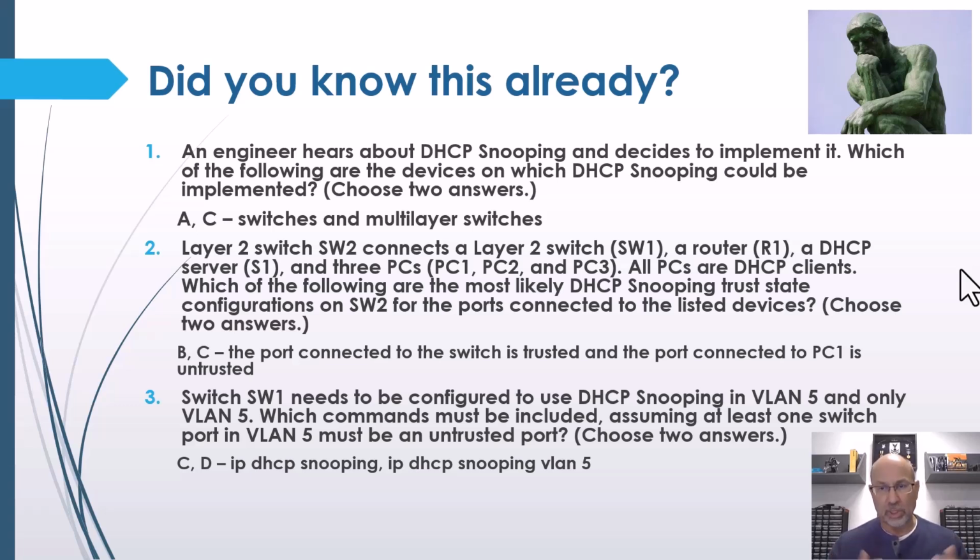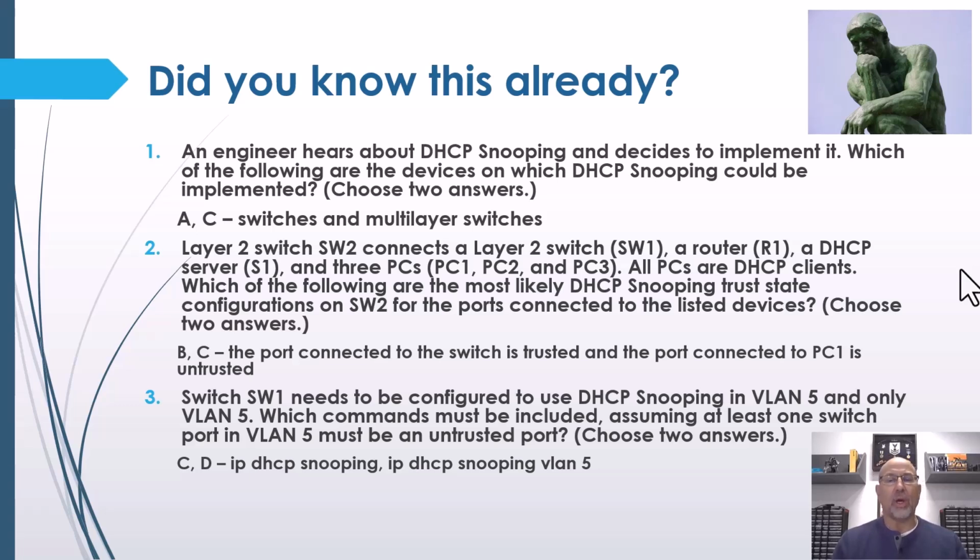So 2 switches and a router, a DHCP server, and 3 PCs. All PCs are DHCP clients. Which of the following are most likely to be in the DHCP snooping trust state configurations on switch 2 for the ports connected to the listed devices?